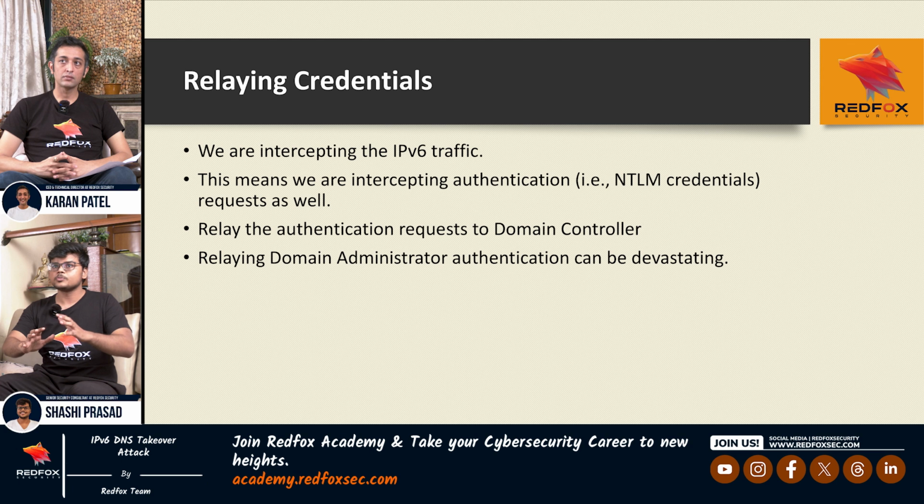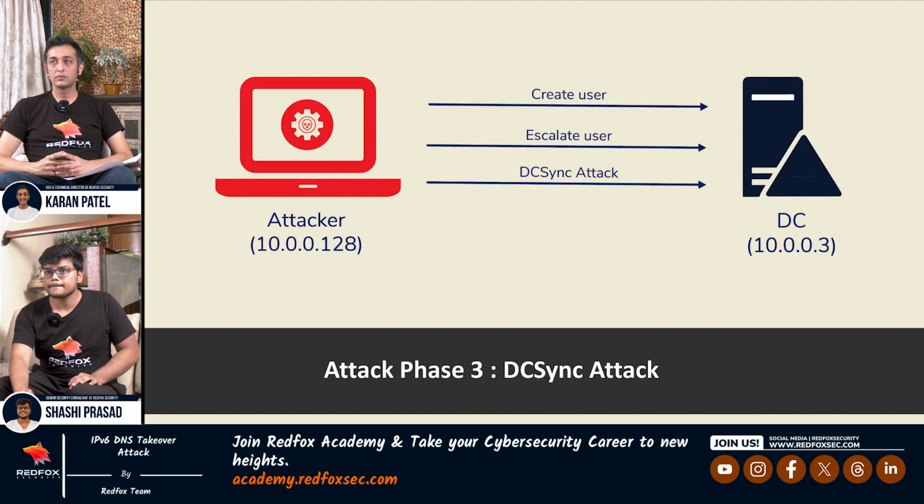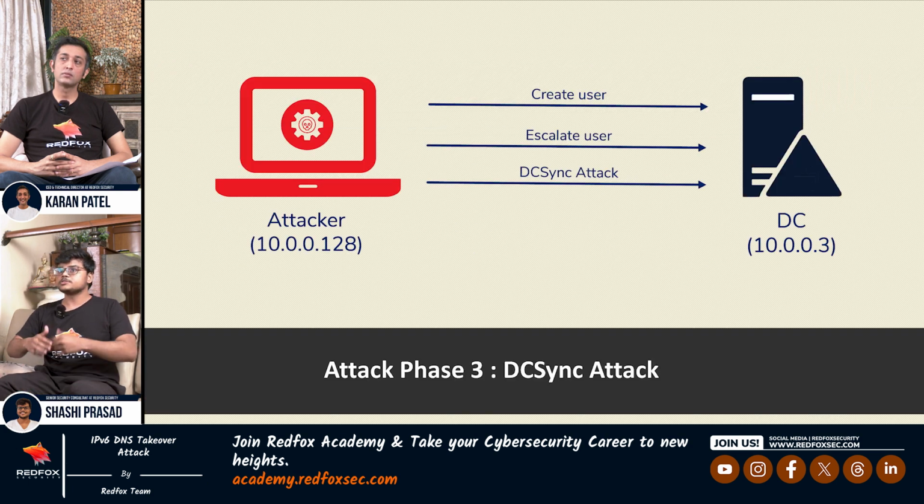So these are the steps. Basically now we are intercepting the IPv6 traffic. This means we can intercept the authentication. In this case we can intercept NTLM authentication as well. And then we can relay this authentication request to the domain controller, and then we can do different things. So that we will see. Next up, these are the things that this attack is going to do for us.